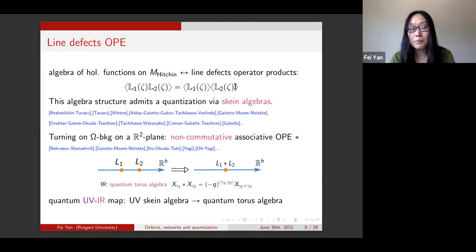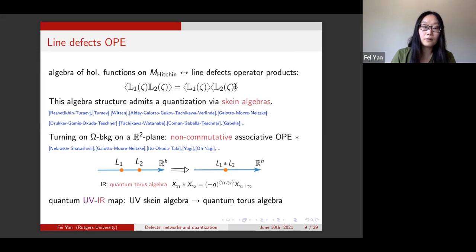And there are many different ways to motivate it. But one really straightforward geometric way is to recall that those lines are labeled by loops L on C. If you want to quantize this algebra structure, you would like to introduce an ordering between the loops on C. So namely, instead of loops on C, you would like to think about links in C cross a real line. So that's how the skein algebra comes into the picture. And I will define the skein algebras momentarily.